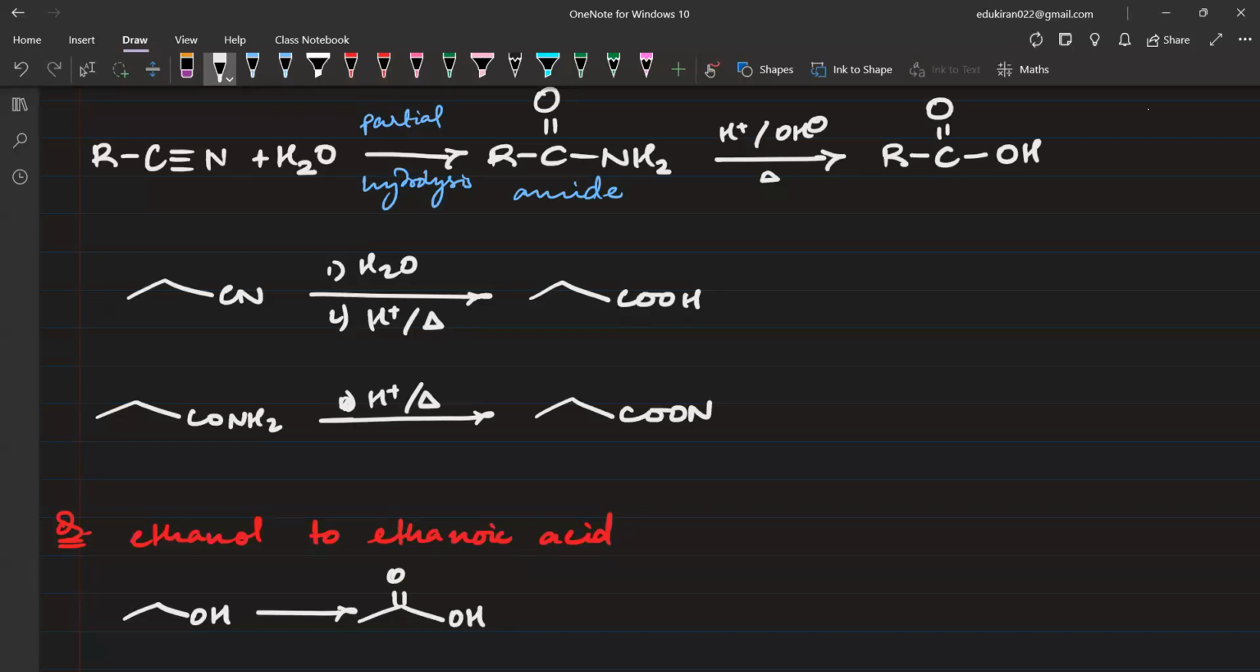So we have just seen what we should use. We can use any of the strong oxidizing agents. Jones reagent, which we have just studied, CrO3 in the presence of H positive. That you will use. You will easily get ethanoic acid.